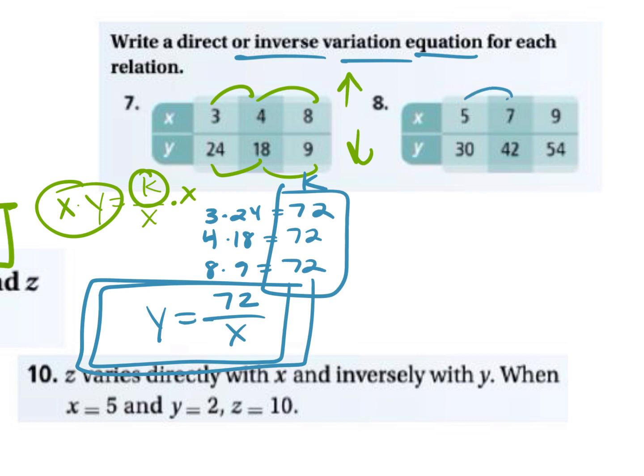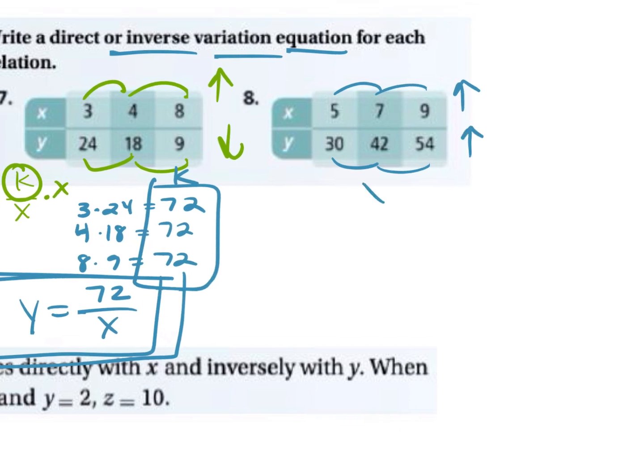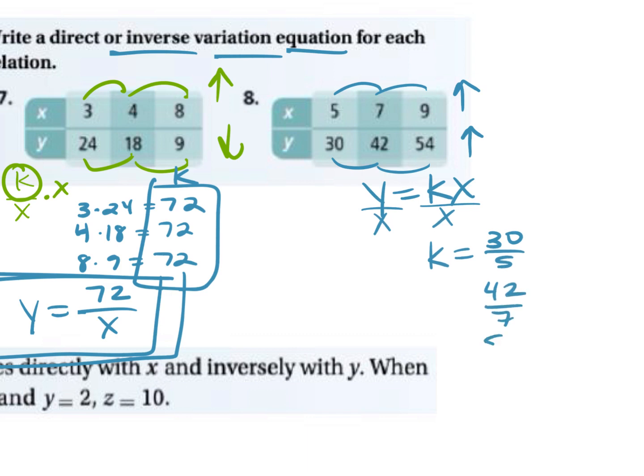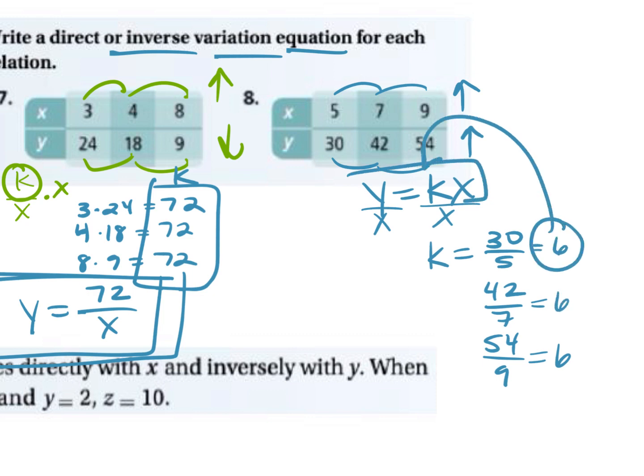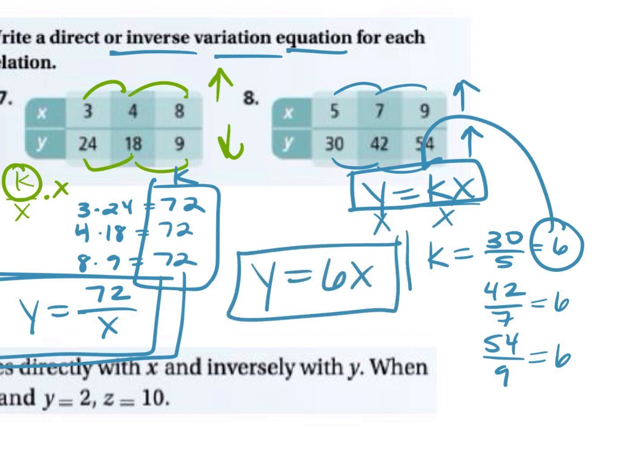Whereas this one is going up and going up. So that's direct variation. That's Y equals K times X is the direct variation equation. So on that one, you're actually dividing Y over X to find your K. So K equals 30 over 5, or 42 over 7, or 54 over 9. Those all come out to 6. So that means that 6 is going to go here. So Y equals 6 times X would be your equation for that one.